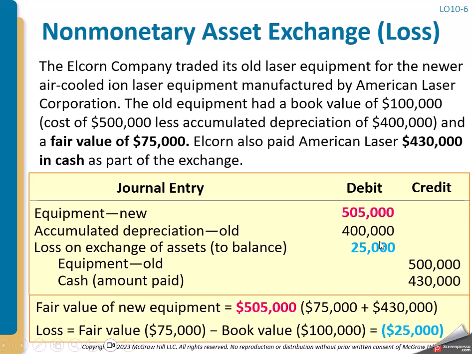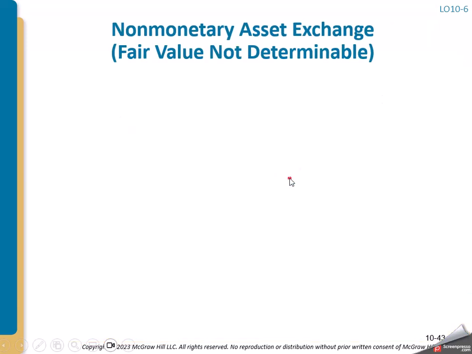So then the difference that we need to make this entry balance is going to be a loss on the exchange of the old assets. Or again, you look at the numbers. The book value is $100,000, fair value is $75,000. We have a loss of $25,000.